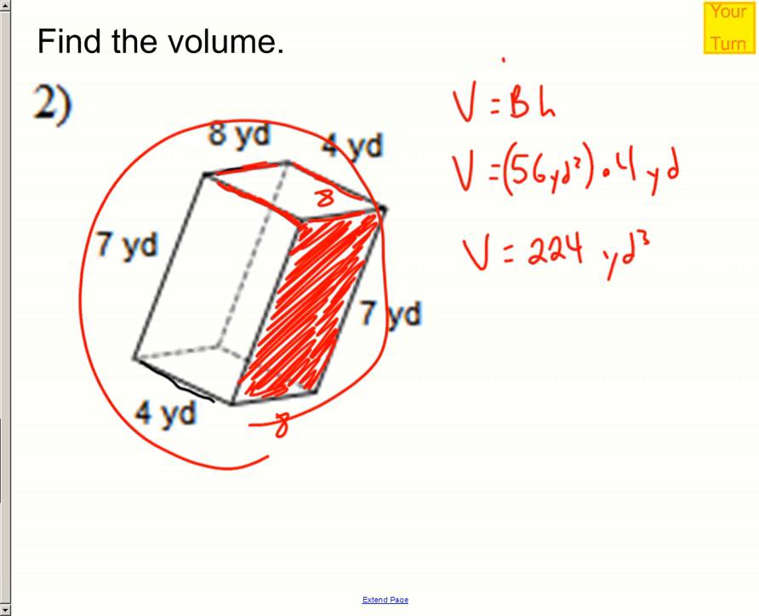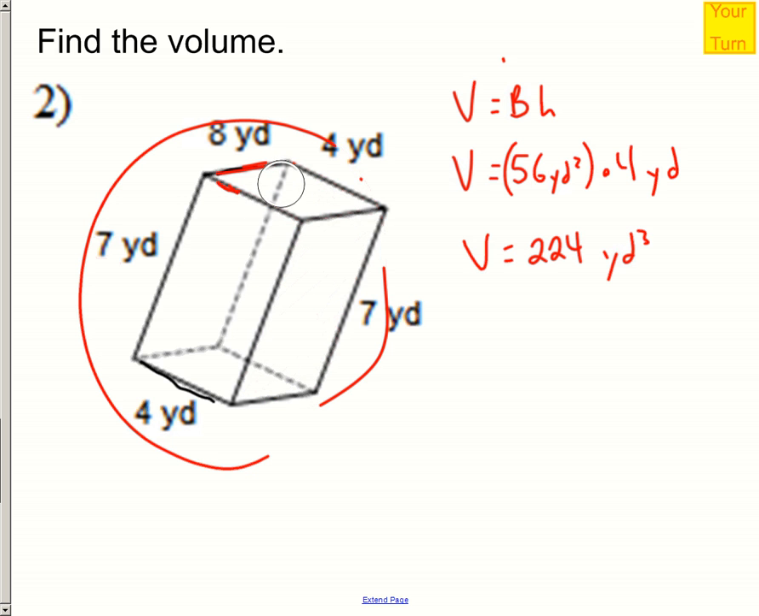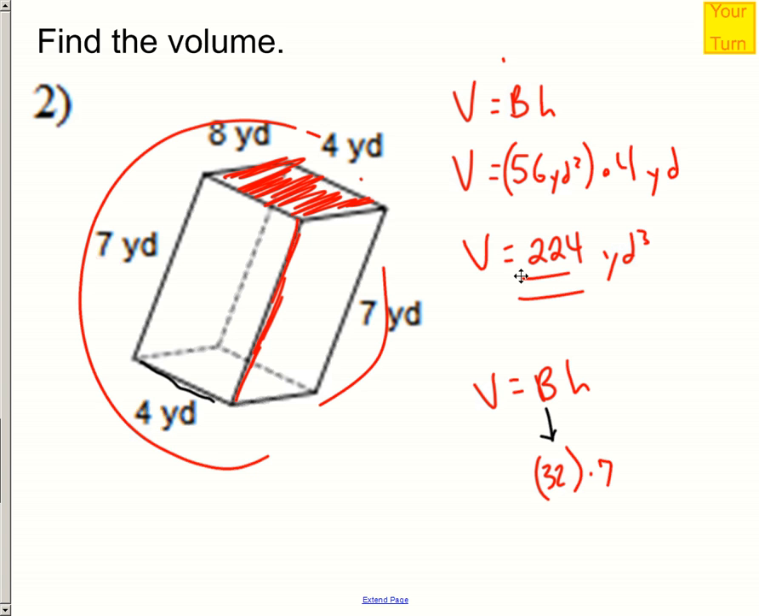So if you're looking for a way to try to help make this a little easier using the new formula, you pick one face, find the area of it. So let's go do this top face right here. 8 times 4 is 32. So the area of the base, if we set this upside down and set it on this face, would be 32. That would be your new base, right? And then our height would be 7. And 32 times 7 is 224 yards cubed.